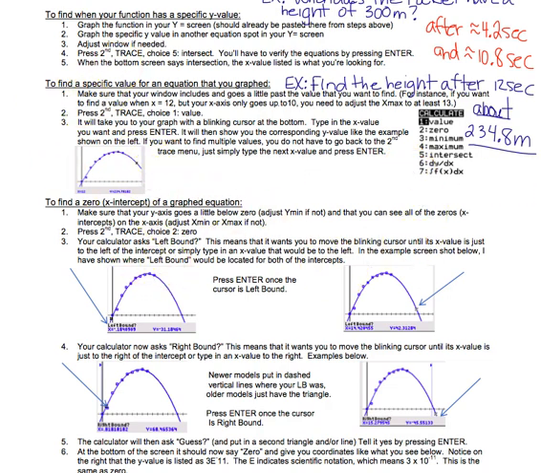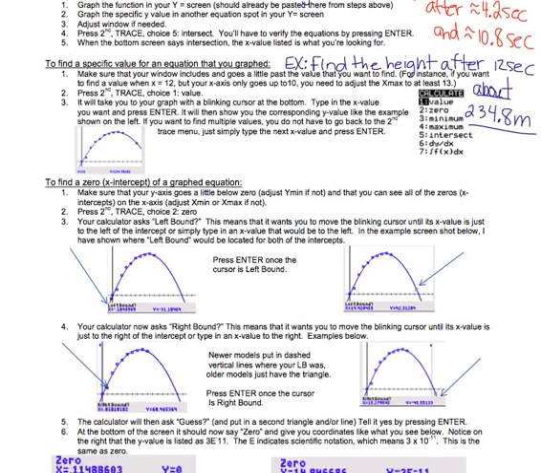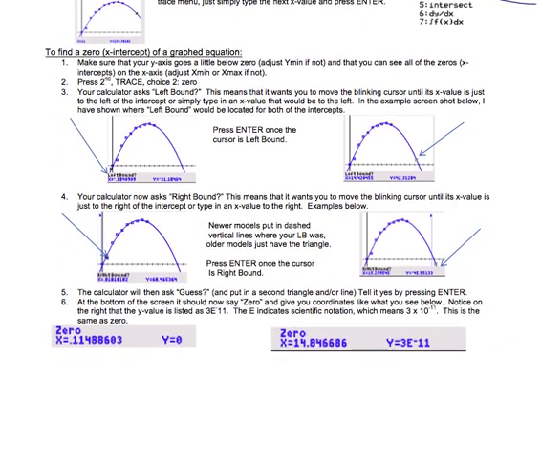Okay, so that one's the easy one. So now we know how to find an x when we have a y. We know how to find a y when we have an x. The last thing we need to be able to find for this concept is to find an x-intercept, which are also called zeros. Zeros technically, by definition, are the x-coordinates of the x-intercepts.